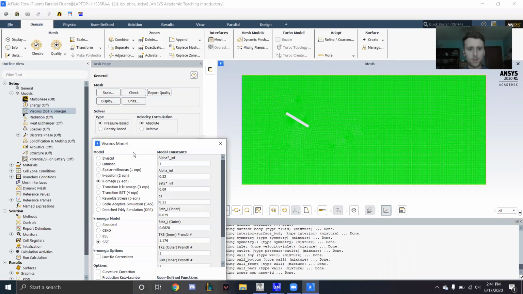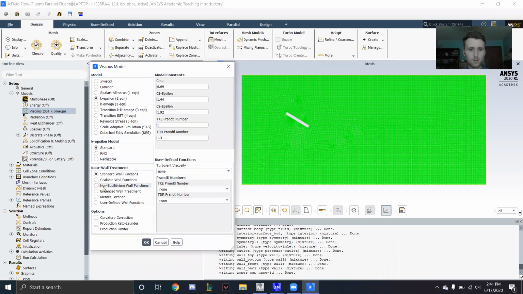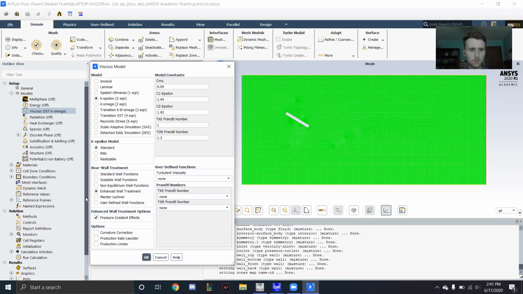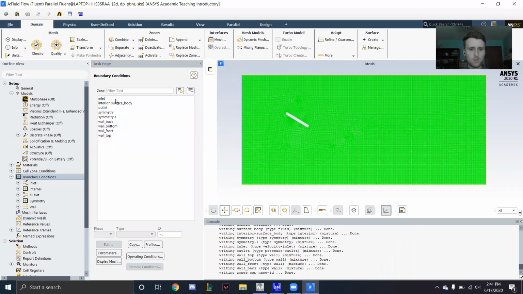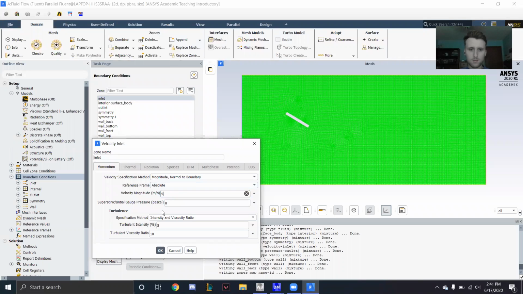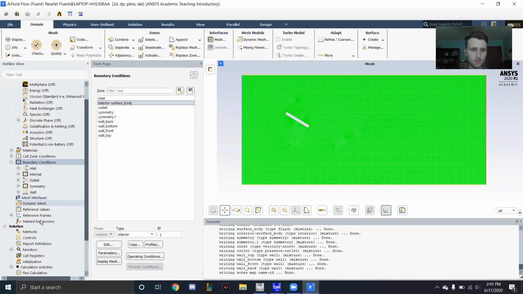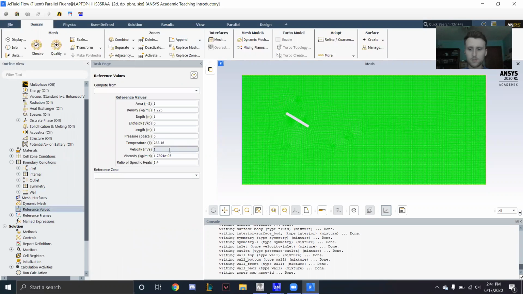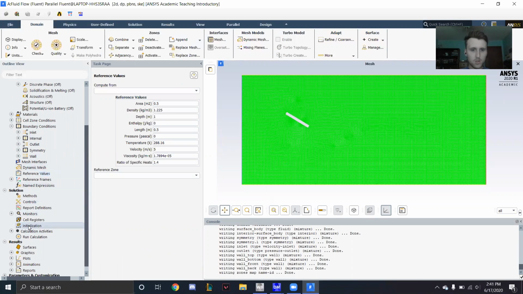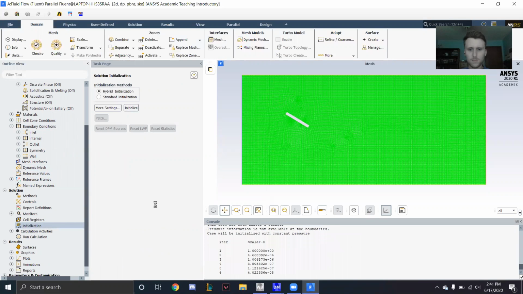So we're just going to change the viscosity K epsilon. Just change the velocity here. Everything else is wall, symmetry, pressure outlet, and the interior. So we need to change our reference values. Velocity is 5, our length is 0.5, and our area is also going to be 0.5. So let's initialize. And run it.